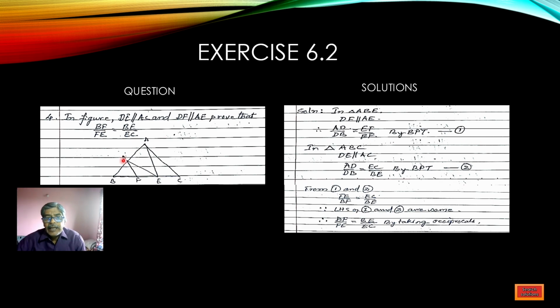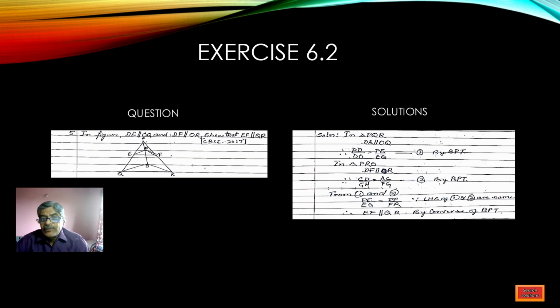And then ABC is the triangle which has to be considered, because DE is parallel to AC. So therefore, AD by DB is equal to EC by BE. Once again, by basic proportionality theorem, we will call it as 2. So from 1 and 2, what is happening? We get that FE by BF is equal to EC by BE. Therefore, because LHS on 1 and 2 are the same, BF by FE is equal to BE by EC by taking reciprocal, and we have proved this problem.